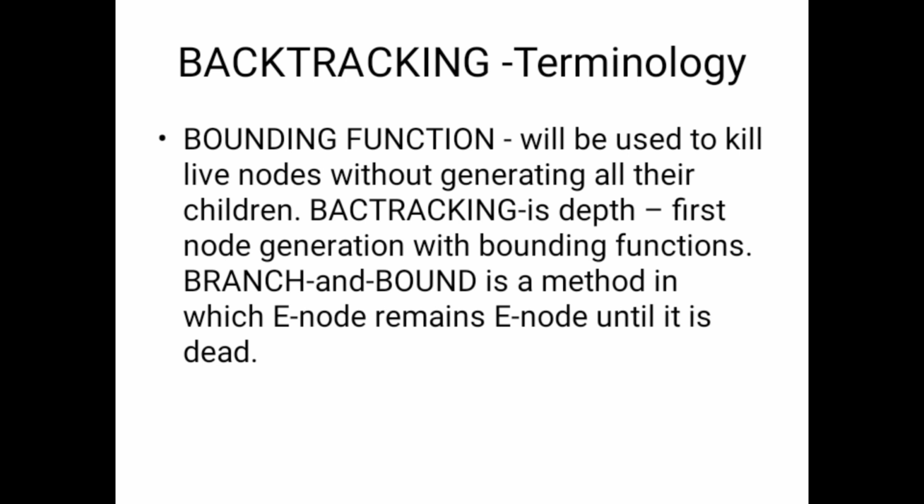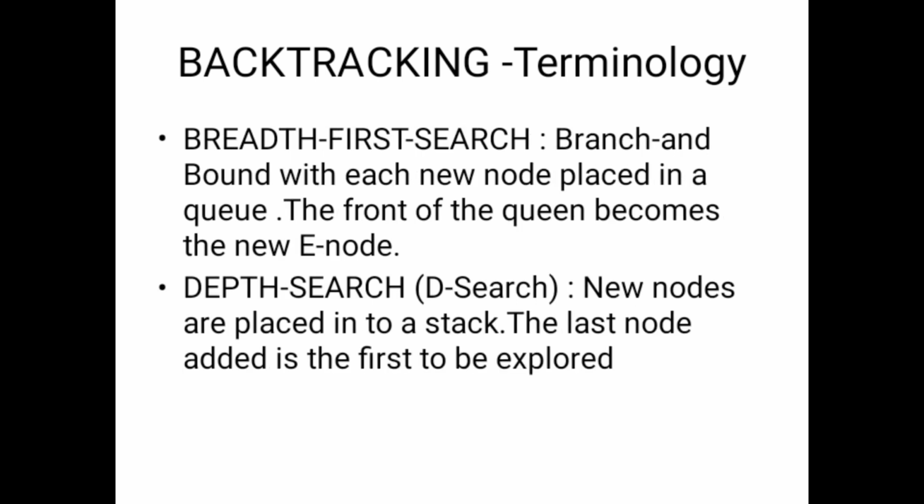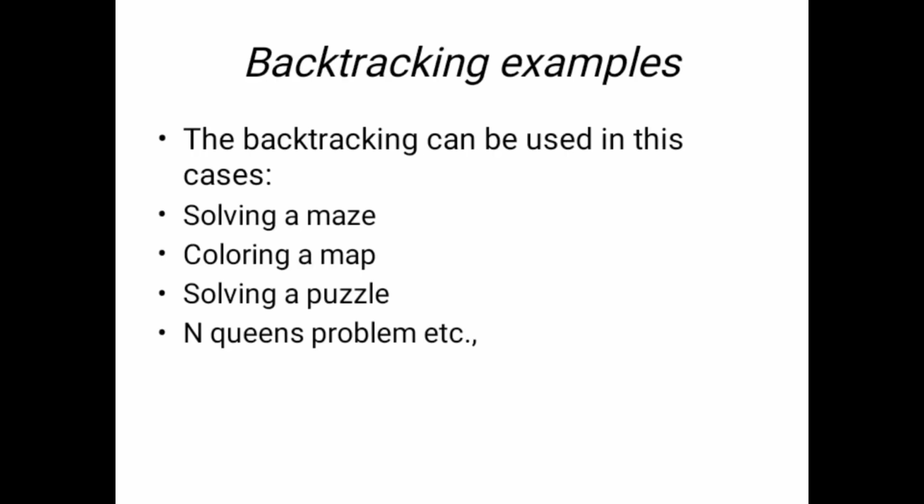Backtracking is depth first node generation with bounding functions, and branch and bound is a method in which the E node remains the E node until it is dead. Then breadth first search is branch and bound with each new node placed in a queue. The front of the queue becomes the E node. And in D search, new nodes are placed in a stack. The last node added is the first to be explored. Some examples of backtracking are solving a maze, coloring a map, solving a puzzle, and the n-queens problem.